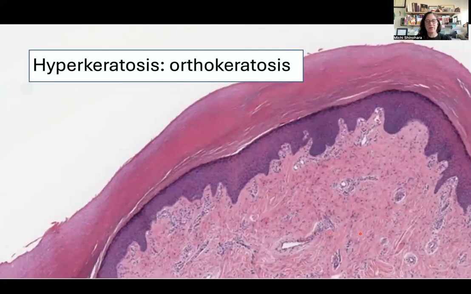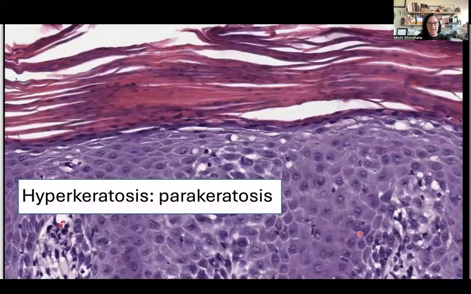Hyperkeratosis comes in two flavors. We have orthokeratosis, which is thickening of the stratum corneum without retention of nuclei. This is hyperkeratosis of the orthokeratosis variety. And then you can have hyperkeratosis of the parakeratosis variety, which is thickening of the stratum corneum with stratum corneum that has retained nuclei, as in this example, which happens to be psoriasis.